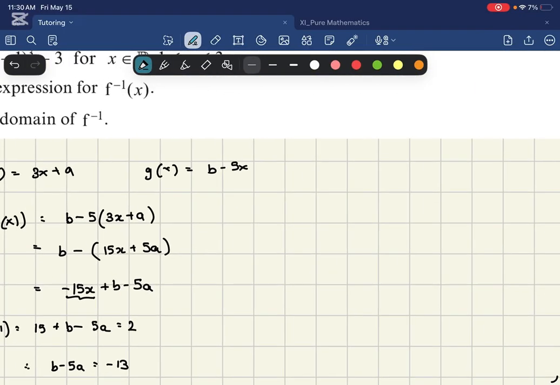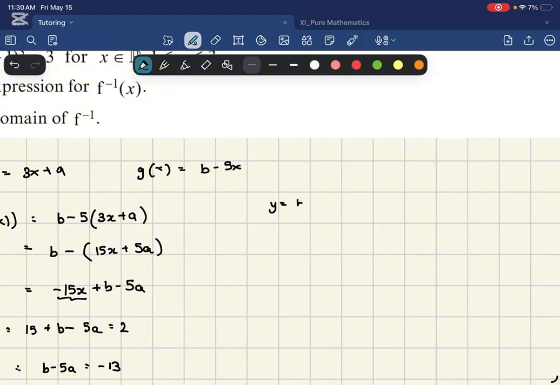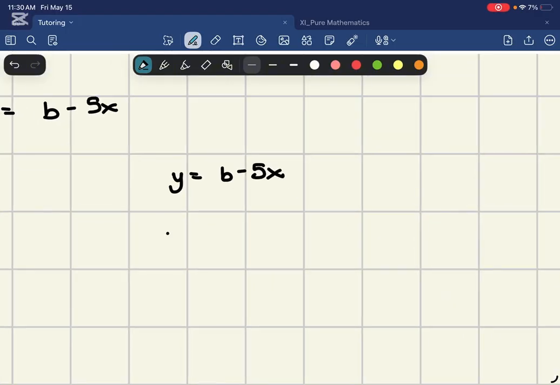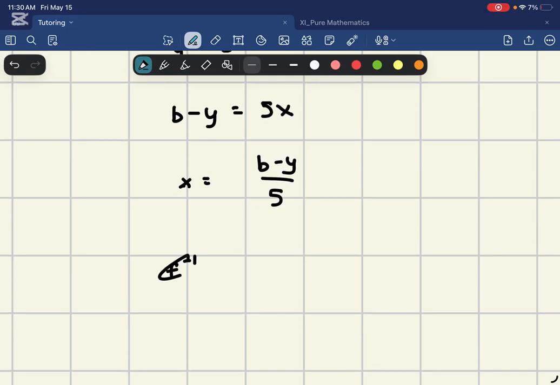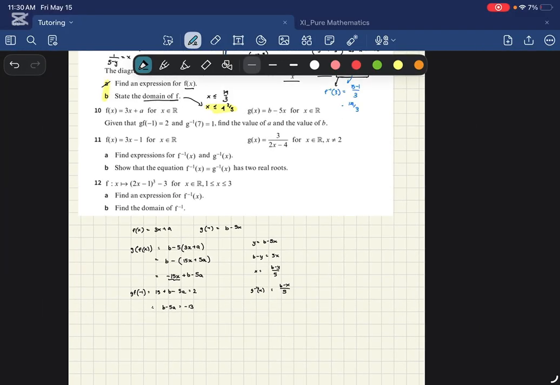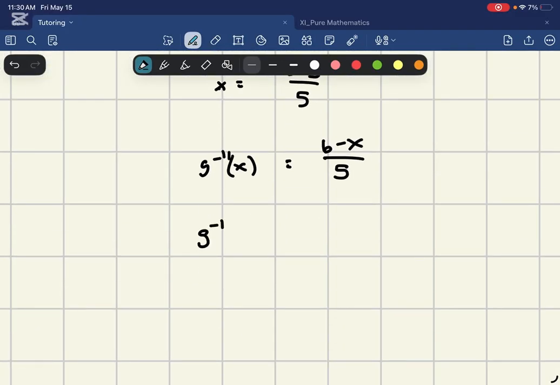All right, and we have g. So y is equal to b minus 5x, and we want to find g inverse. So b minus y is going to be 5x, right? So if I take 5x to the left-hand side and y to the right-hand side, I get this expression. And then x is going to be (b minus y) over 5. And therefore, g inverse of x is going to be (b minus x) over 5. And we need to calculate g inverse of 7. So g inverse of 7 is going to be (b minus 7) by 5.